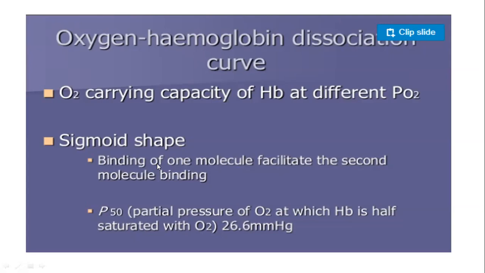But later, gradually, it rises because the partial pressure of oxygen increases, and the first oxygen molecule allows the second and third molecules to bind much more easily. By 26.6 millimeters of mercury, which is the P50, the partial pressure of oxygen at which at least half of the hemoglobin is saturated.